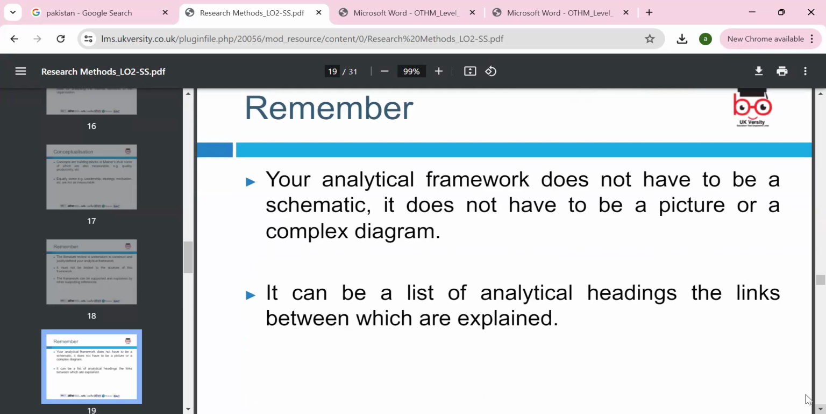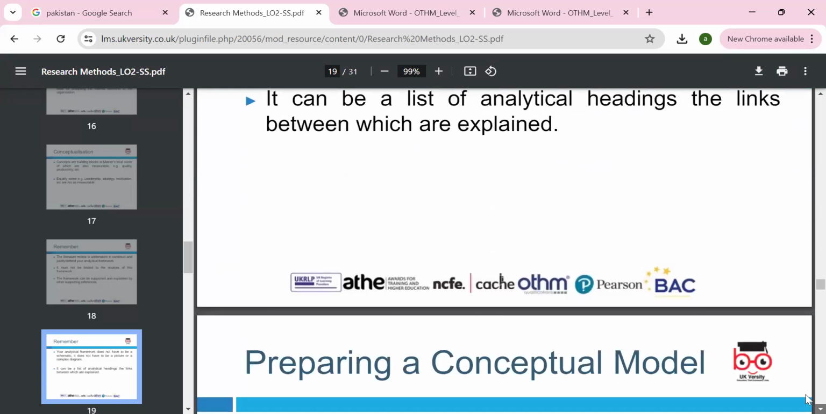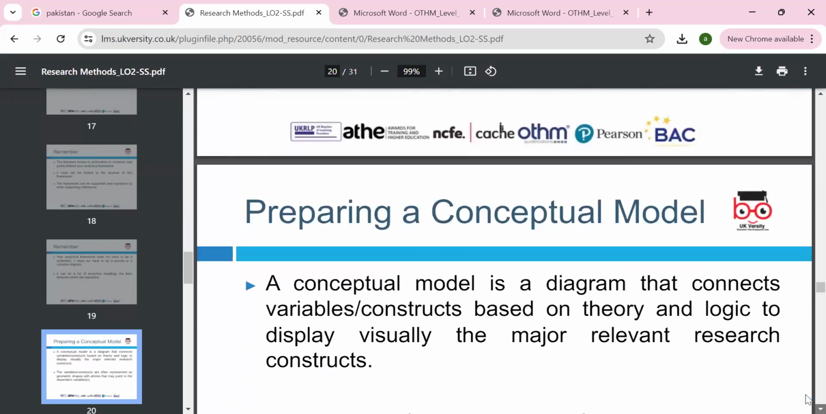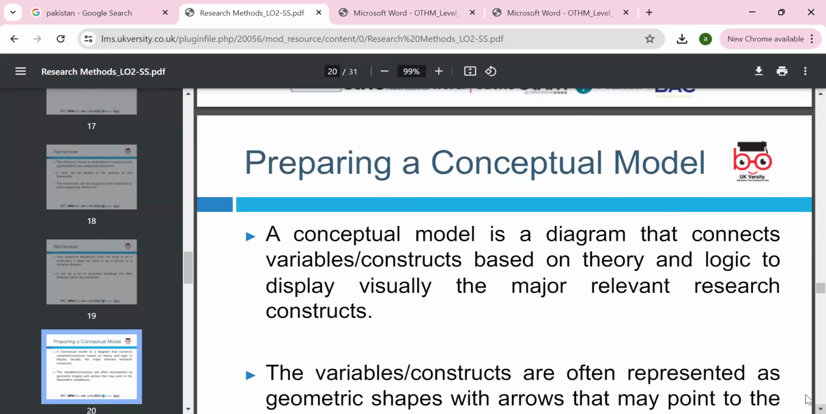It can list the analytical headings and the links between what is explained. So we can look around COVID-19: the background of COVID-19, business before COVID-19, after COVID-19, shifting from traditional sales to online sales and the growth of IT, and the business recovery plan in the long run, moving towards our strategy. Then preparing the conceptual model. The conceptual model is a diagram connecting variables and constructs, the theory, logic, displayed visually. That is what we can look at in the research.